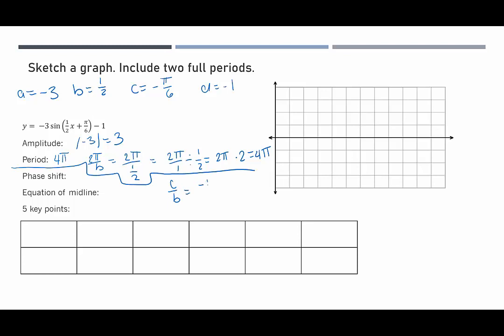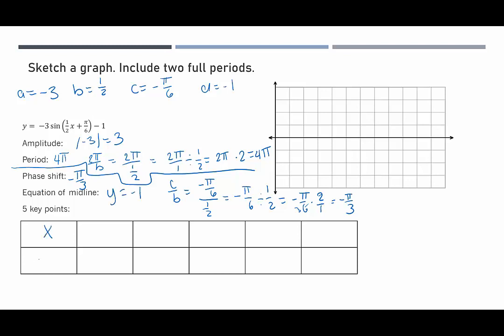C/B is -π/6 over 1/2, very complex fraction here. This will be -π/6 divided by 1/2. That's -π/6 times 2/1. This will be -π/3. Okay, so the phase shift is -π/3. Uh-oh, my graph doesn't have negatives. We're going to have to include them. And the equation of the midline, that's y equals d, y equals -1.